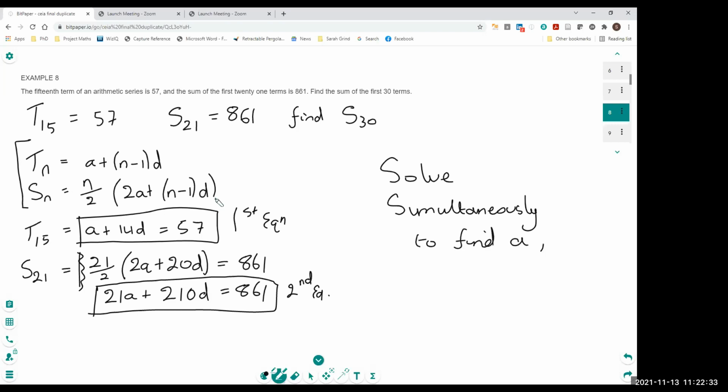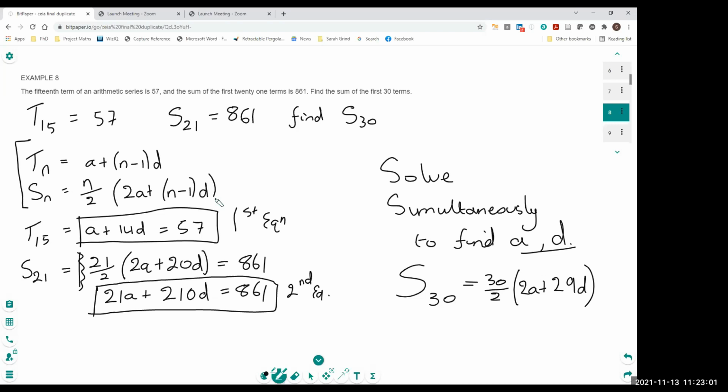Find A and D. Once you find A and D, you then substitute 30 into your formula for 30 over 2 into 2A plus 29D. And that gives you your answer.